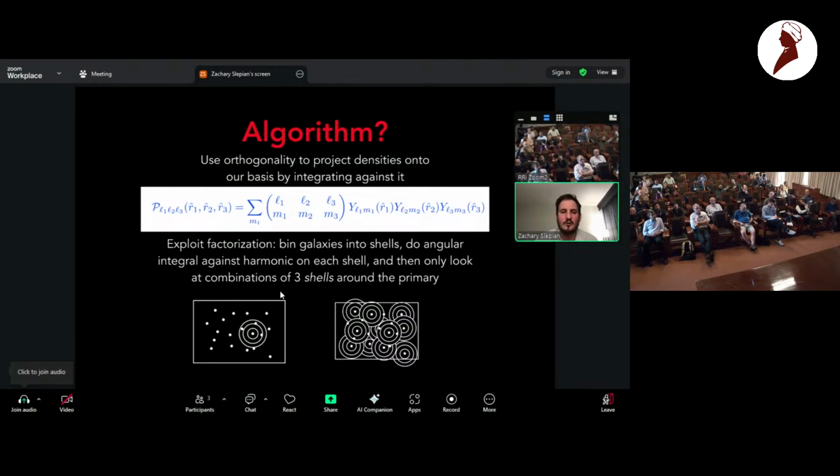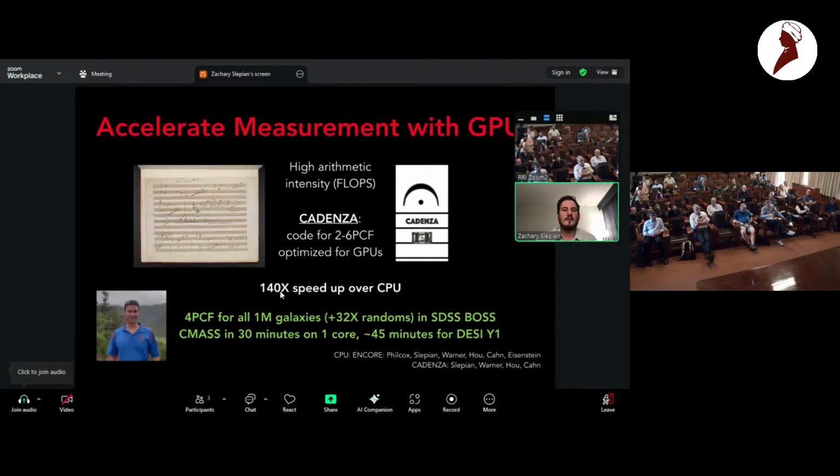So here at the bottom of the slide, I've made a cartoon just kind of showing how this looks, showing basically you're binning into shells around one object, and then showing that you have to do that around every object. So this results in a very fast algorithm to do this, and it's actually kind of analogous to the CMB bispectrum algorithm that one uses.